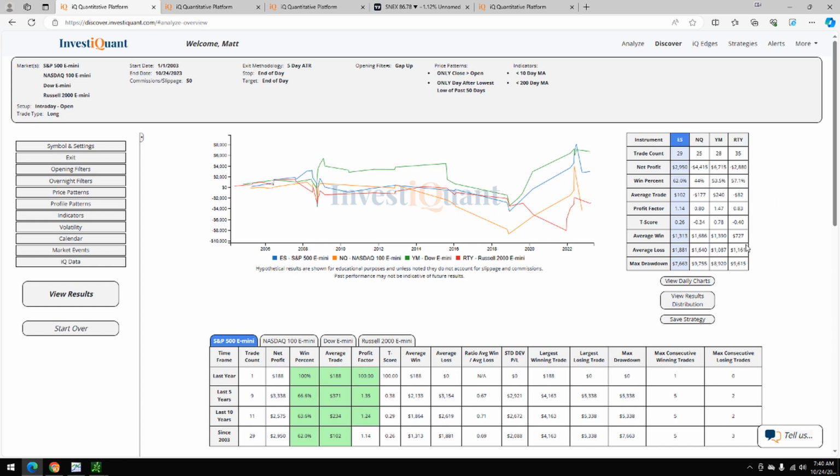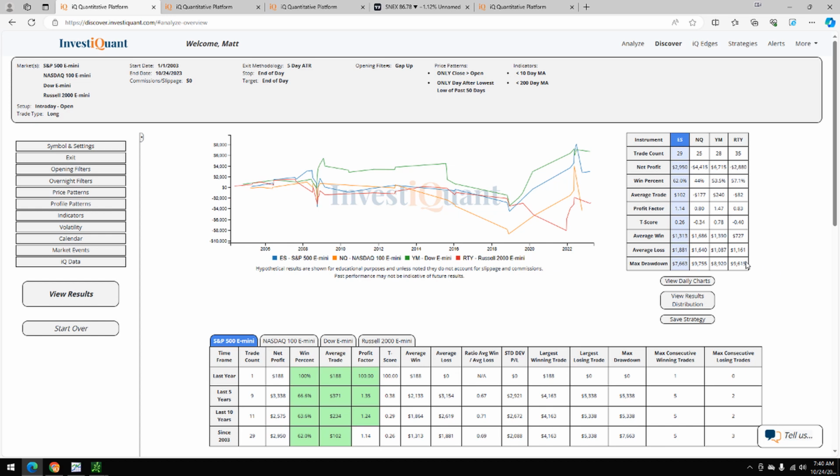If we look at the average moves, the average move to the downside in the S&P is larger than the average move to the upside. For the NASDAQ, they're pretty similar in size. For the Dow, the average move to the upside is larger. In the Russell, the average move to the downside is larger. So the pattern's pretty mixed overall.